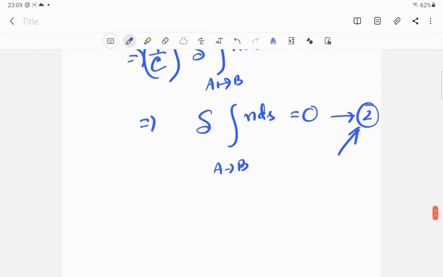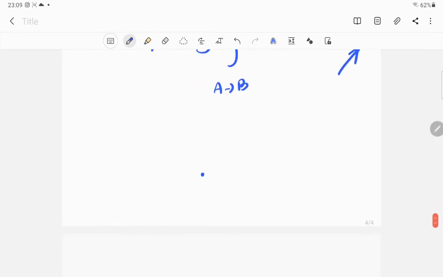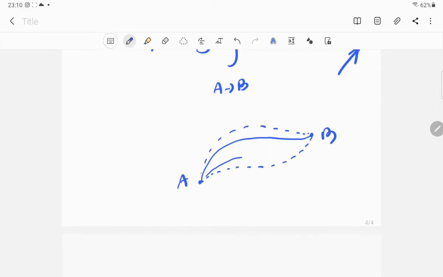Obviously, when we consider these two points a and b, there is a possibility of going like this, there is a possibility of going like this, and like this also. So there are so many ways.